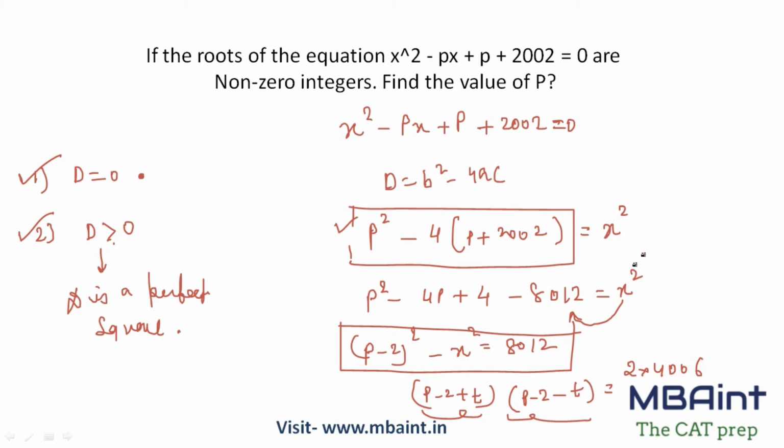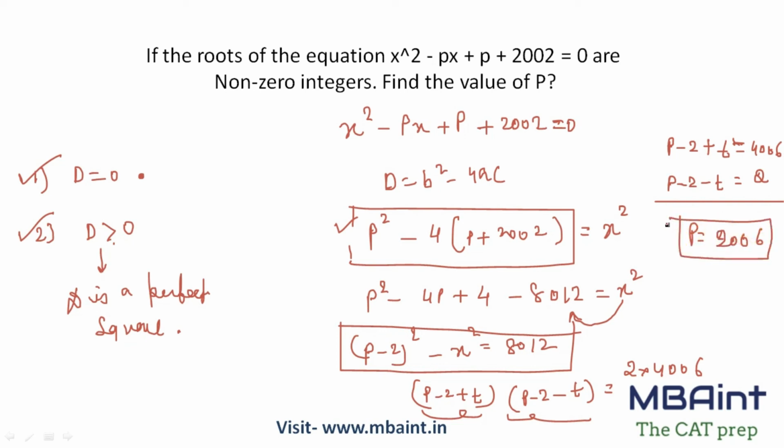All right guys, I'll solve the remaining part here. I'm taking p minus 2 plus x equal to 4006, and the other part, p minus 2 minus x, as 2. When you solve this, you'll clearly see that the value of p you're getting is 2006, and that's your required answer.